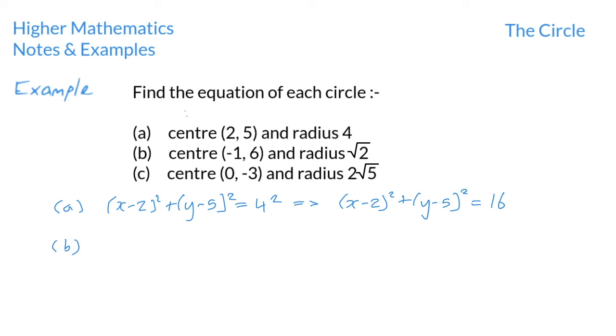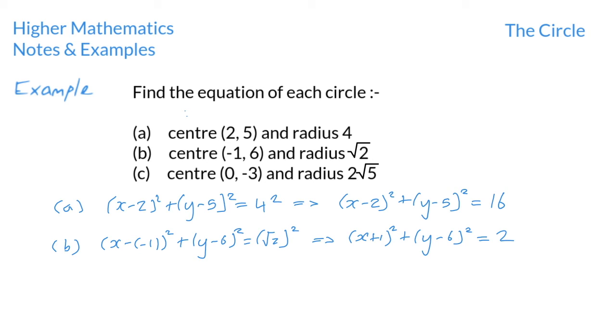For part B, we need to be a bit more careful. We notice now that x take away minus 1 is what we're going to input, all squared, and we'll leave that for a moment, and y take away 6 all squared, and that must equal the square root of 2 squared. So we can see now we've got a double negative, which means the equation here is (x plus 1) all squared plus (y take away 6) all squared equals, and square root 2 squared is just 2. So be careful with the double negative. That's going to be a feature of the questions that you try today.